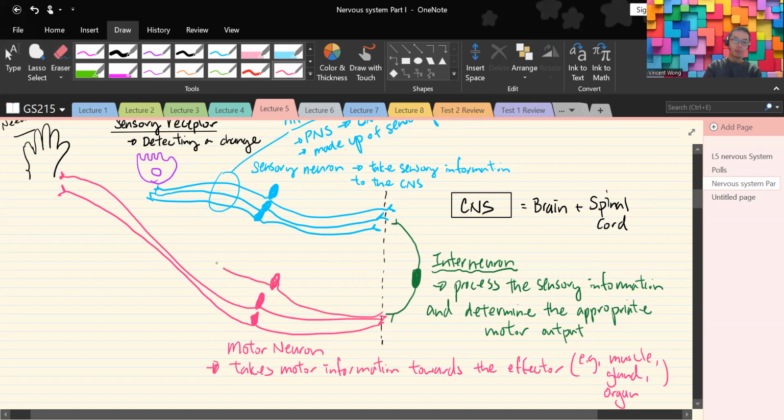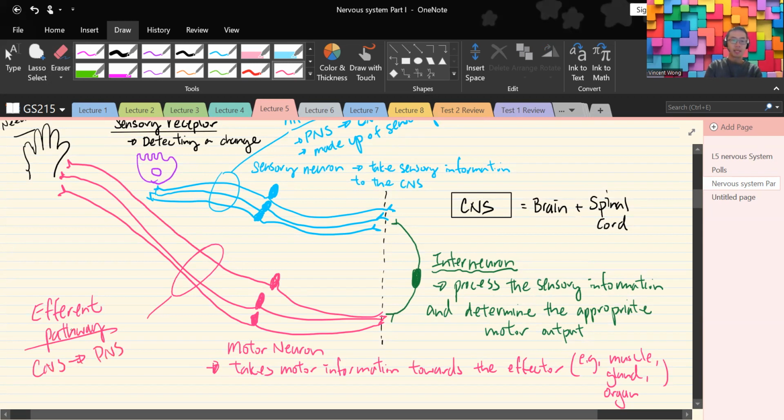So, like I said, it's not just one of them. You have a bunch of them. Okay, and it forms the efferent pathway. Okay, so it carries information from CNS towards your PNS, and then ultimately it goes to your effector. Okay, and it's made up of motor neuron.